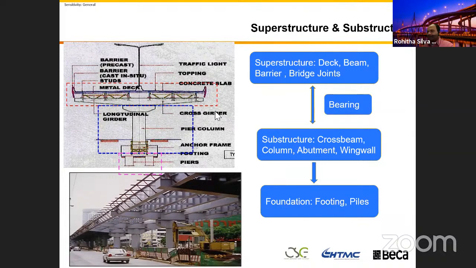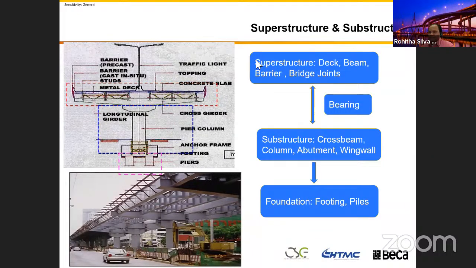Longitudinal girders, cross girders, piers, anchor frames, footing, and not piers, it should be piles, and the traffic lights, concrete slab, everything is in there. So you can see on the top, you have one red box in here, then you have a blue box in there, then you have a pink one on the bottom. The red box is the girder and the deck and whatever is attached to the deck.